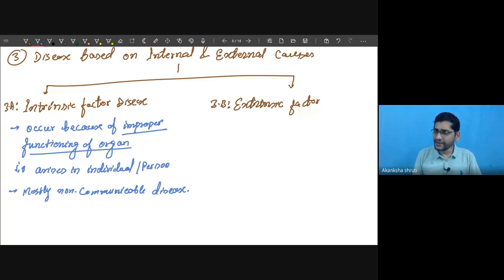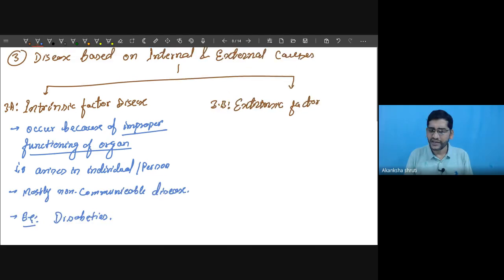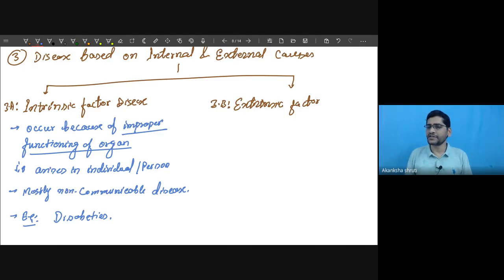Example of non-communicable or non-infectious, student. What are the examples? All those examples of non-communicable can also be written here. Diabetes. Very good. Cancer. Many more are there. Some persons do not have the height of a normal person, they are of shorter height. That is also a disease called dwarfism.